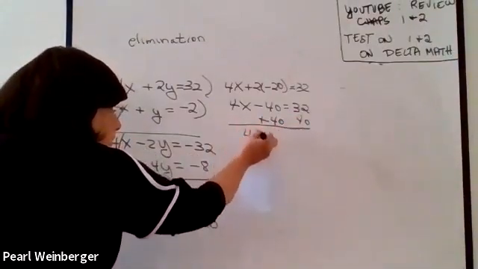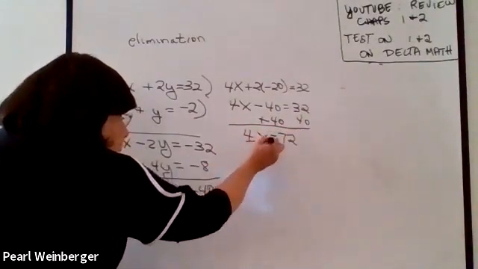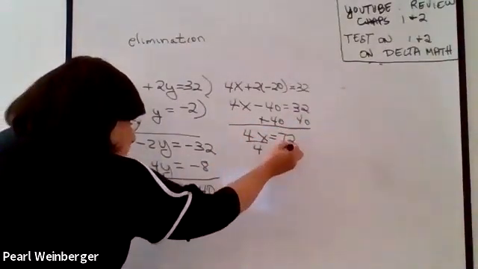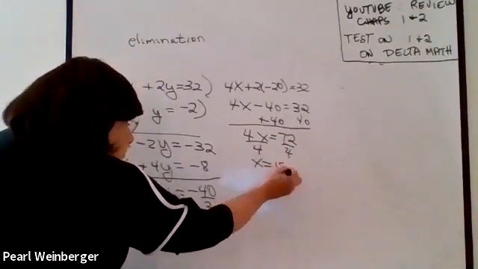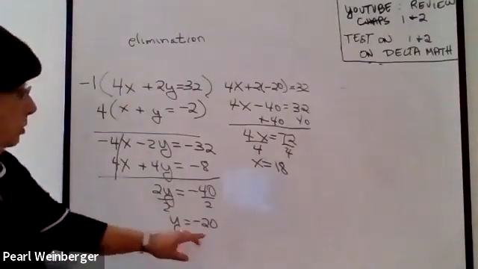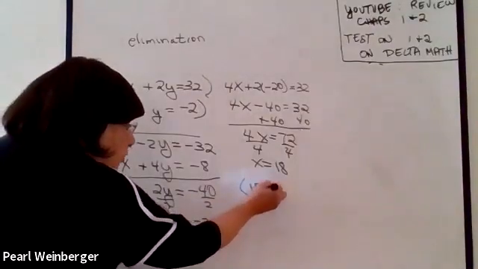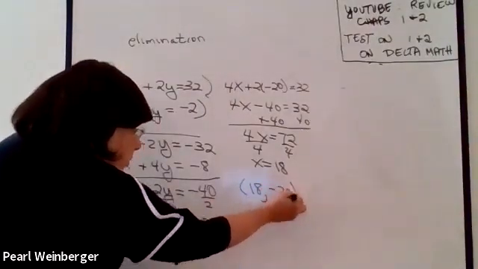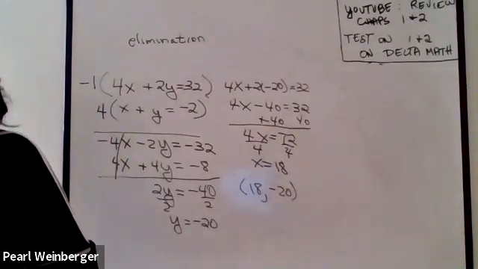And I get 4x equals 72. Of course, now I can use my calculator and divide both sides by 4. And it ends up that x equals 18. So my final answer is x is 18, y is -20. So this is using the method of elimination.